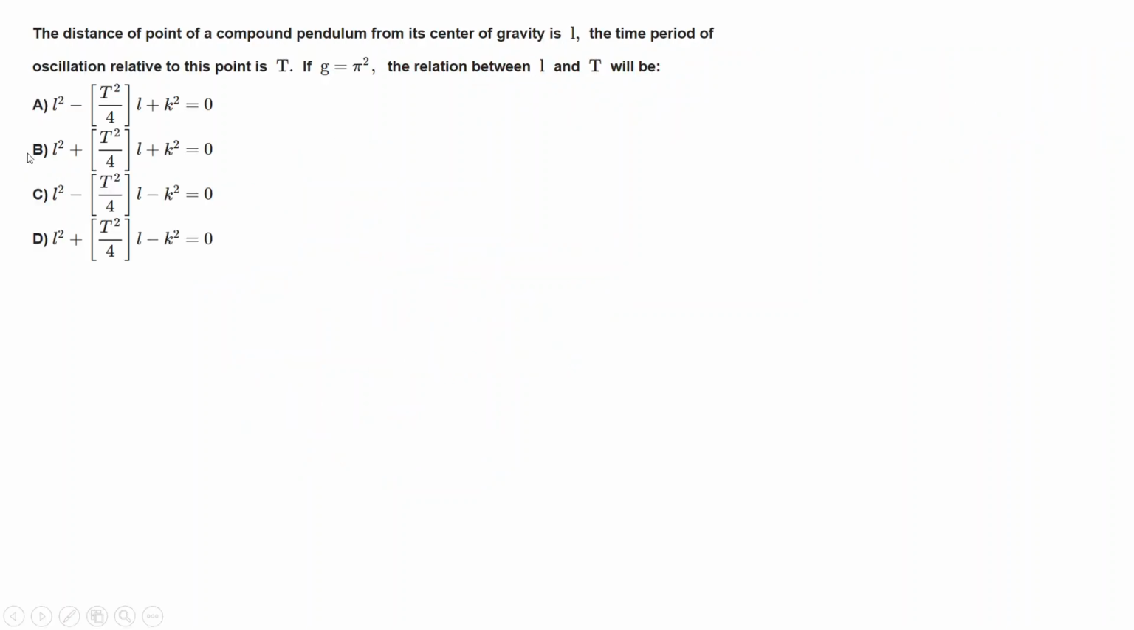Next question is the distance of the point of a compound pendulum from its center of gravity. Again, let's draw for clarity. We have not been told how the shape is, so just something random. Say its center of gravity is here. The distance of the point, I think it's the point of suspension.